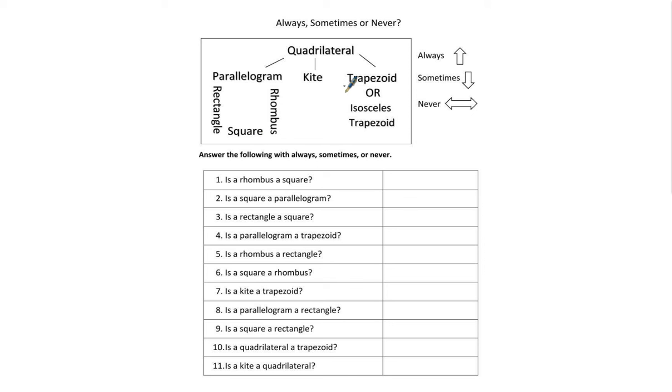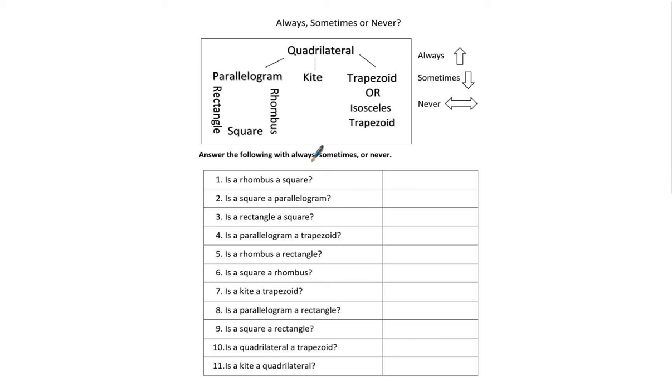Then we also have the never. The never means this way. If we ever go this way on the always, sometimes, never chart, it won't ever work. So a rectangle can never be a rhombus. A kite can never be a parallelogram. A kite can never be a trapezoid, just like a square can never be a trapezoid. It can never be those things when you go this way.